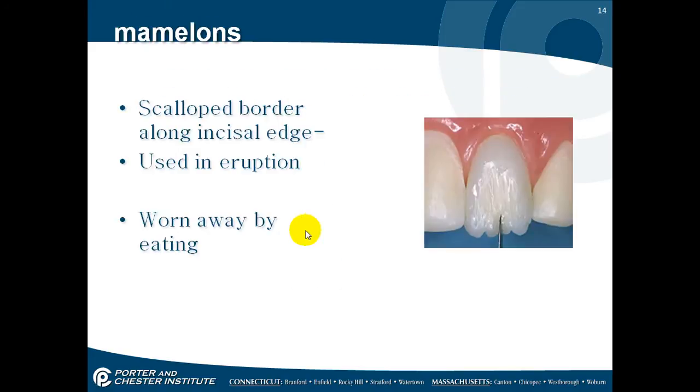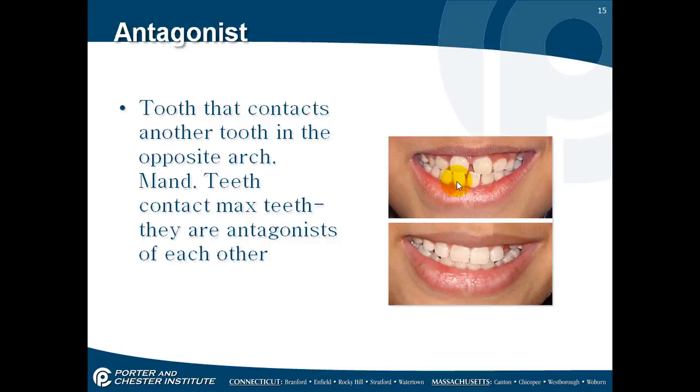Mamelons. Mamelons are nature's way of allowing these lumps, these bumps on the bottom of the teeth, and that's just to help them erupt through the tissue. And as you eat, they just wear away. Now, that's if you are in full occlusion. If you are not in occlusion and that tooth is high or something and it's just not getting that grinding of the daily chewing, then sometimes these mamelons have to be trimmed away. Antagonist. A tooth that opposes another is the antagonist of the other.